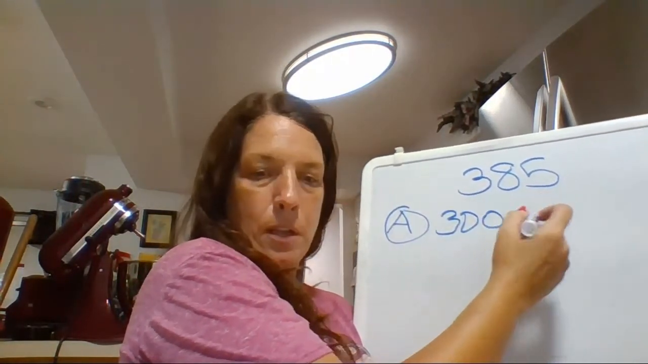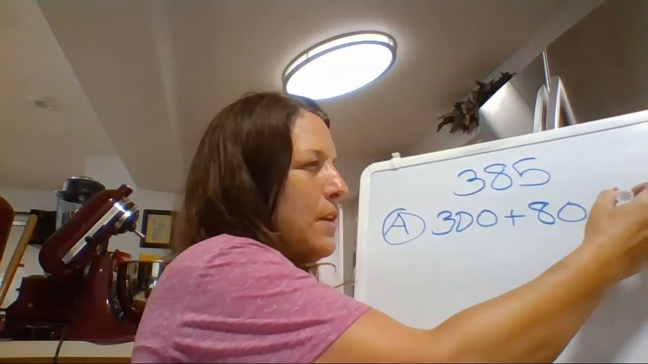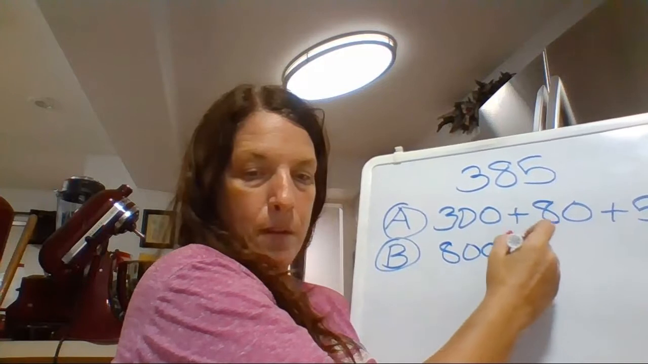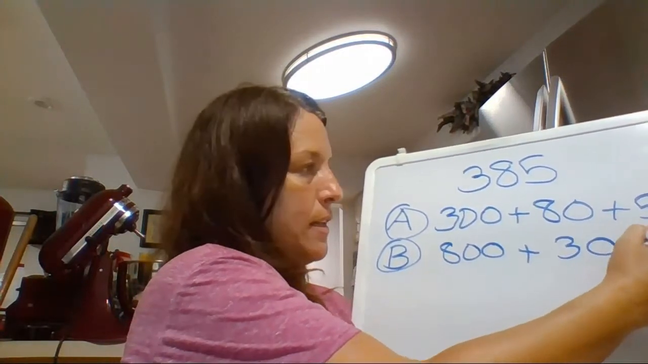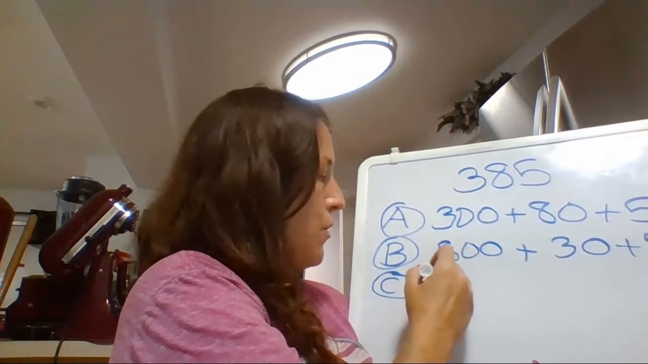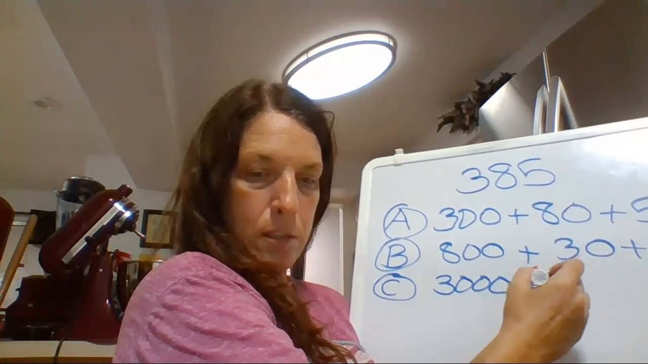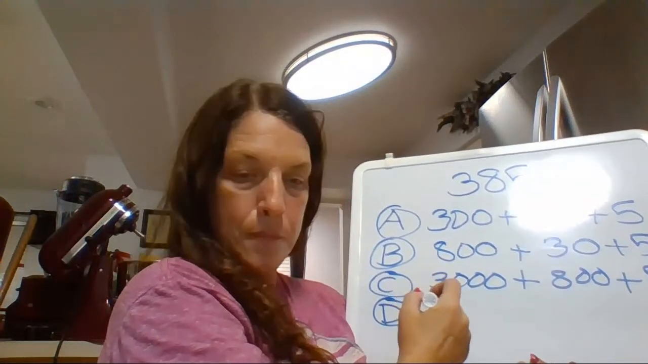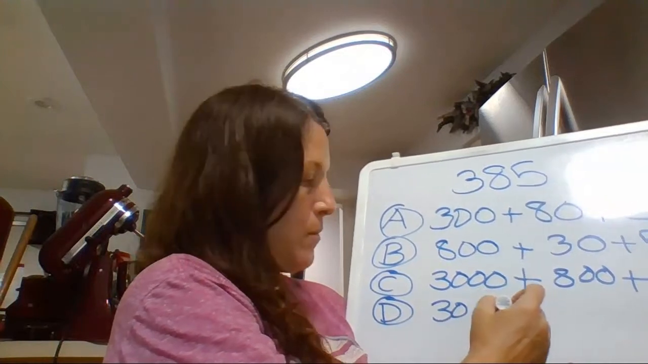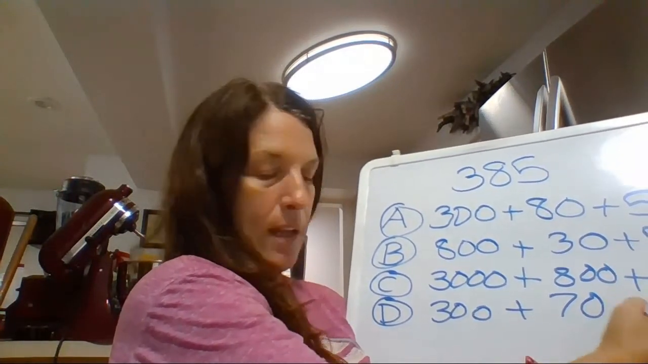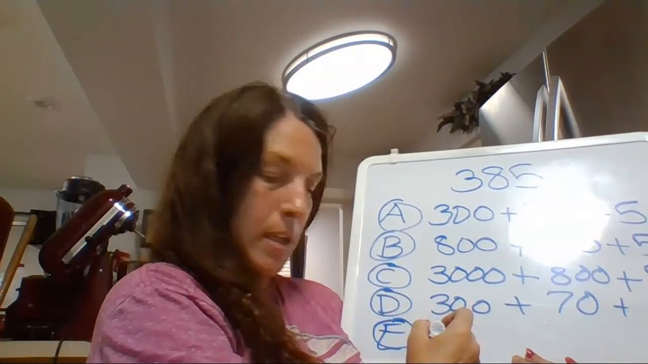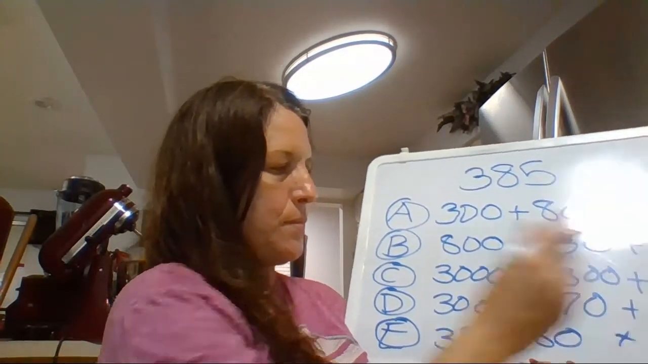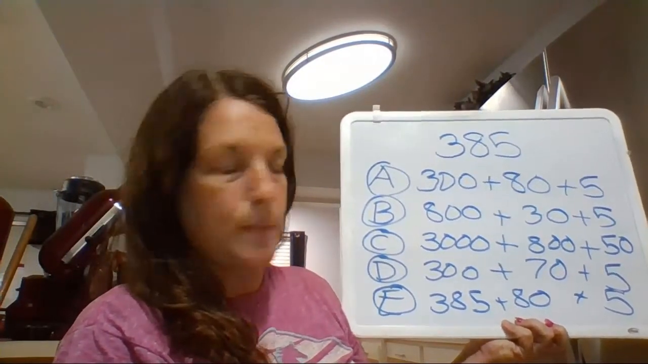300 plus 80 plus 5, 800 plus 30 plus 5, 3,000 plus 800 plus 50, 300 plus 70 plus 5, or he says 385 plus 80 plus 5. Okay, well, that's a whole bunch of numbers to be confused about, isn't it?